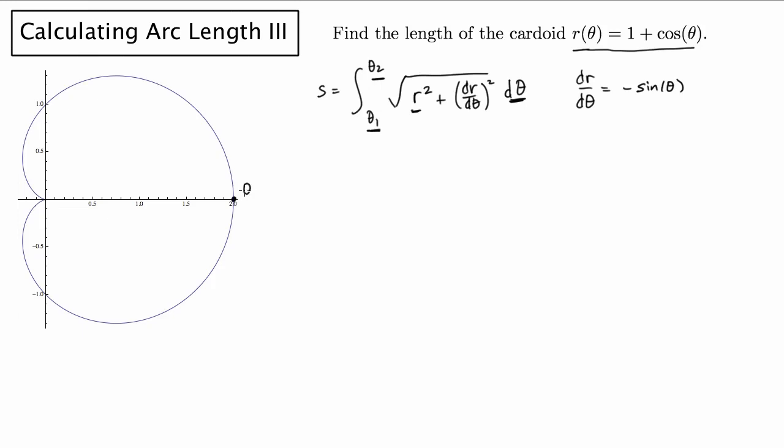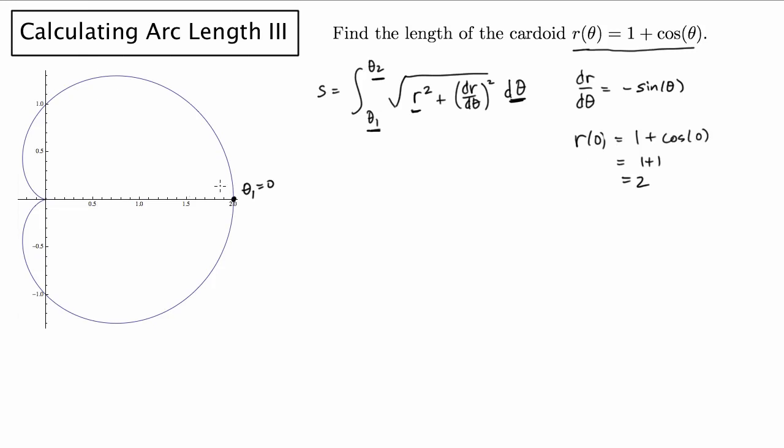Well, we know that theta 1 is 0 because if you plug 0 into our value of r here, you get r at 0 is 1 plus cosine of 0, which we know is equal to 2. So cosine of 0 is 1, you get 1 plus 1, or 2. And so we are exactly where we would expect to be. At an angle of 0, we're out at radius 2.